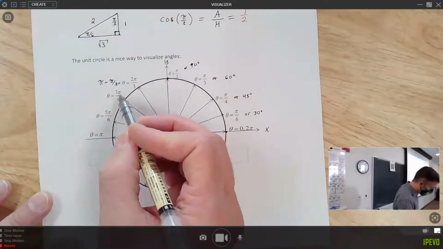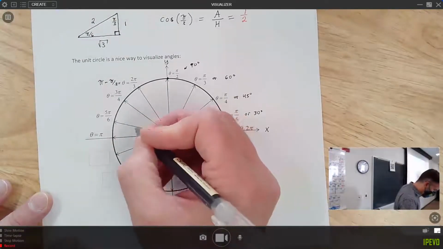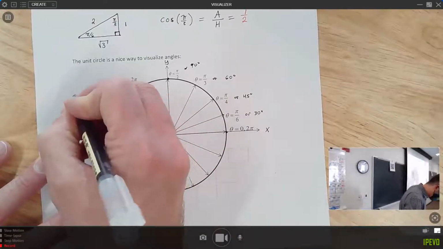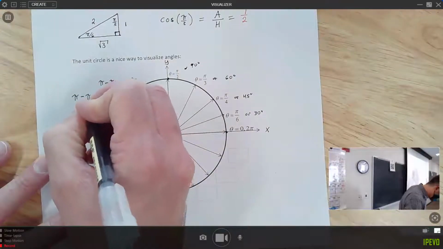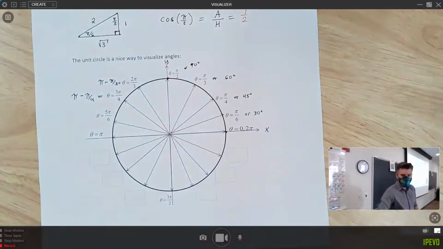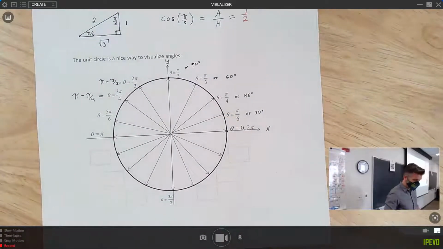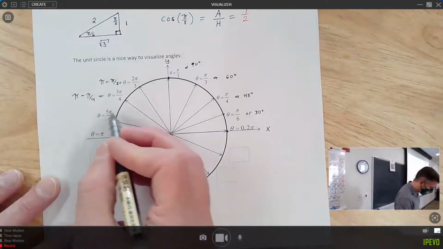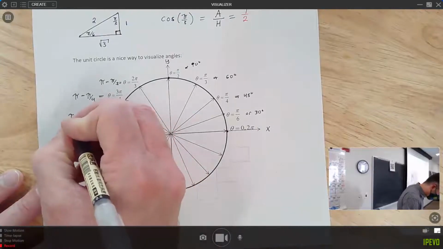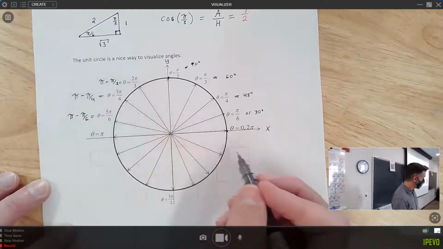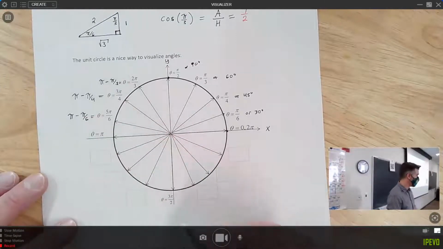Same deal here. This angle 3 pi over 4 is pi over 4 away from the x-axis. This angle is equal to pi minus pi over 4. Let's introduce some colors. Actually, let me write one more thing before I introduce the colors. And this angle 5 pi over 6 is exactly pi over 6 away from the x-axis over here. It's equal to pi minus pi over 6.